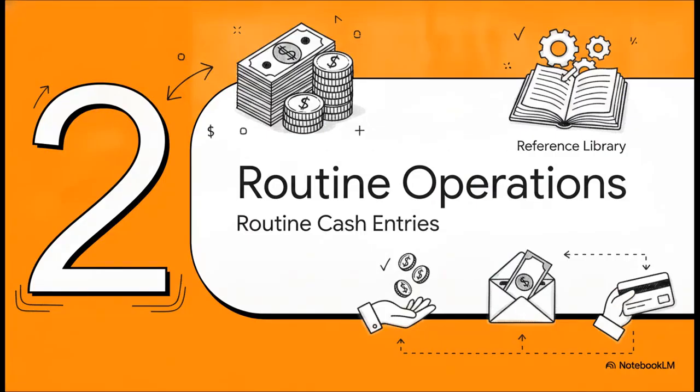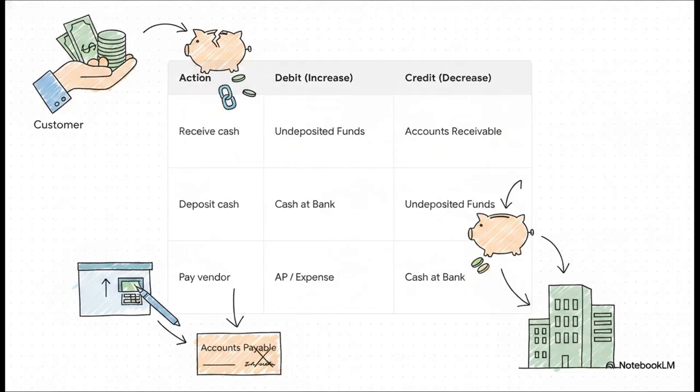Moving right along to Section 2, Routine Cash Operations. We're talking receiving, depositing, and paying. Notice the logical flow of the accounts here. It's all about patterns. When a customer pays us, we increase undeposited funds and relieve their accounts receivable balance. Then, when that cash actually hits the bank, we clear undeposited funds right into cash at bank. And of course, paying a vendor relieves accounts payable against that bank cash. It's a perfect closed loop. Honestly, master this pattern and you've mastered the basics of cash accounting.